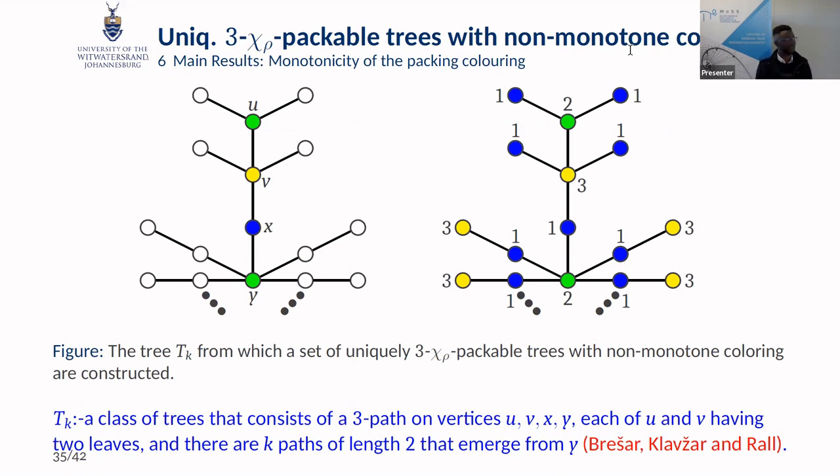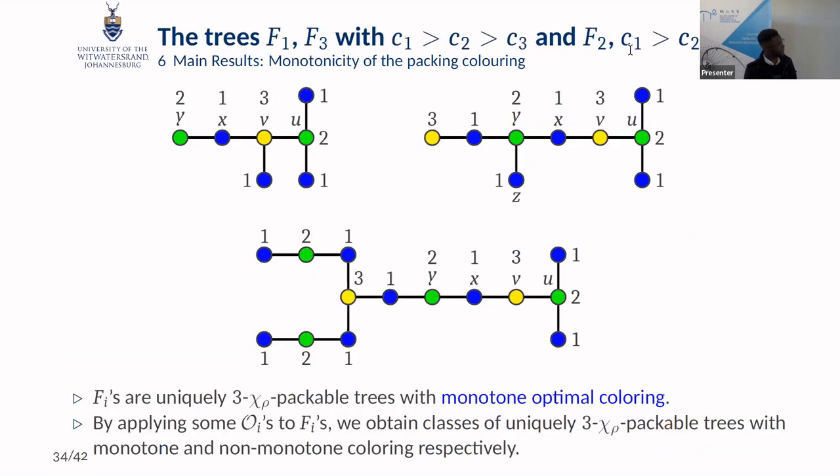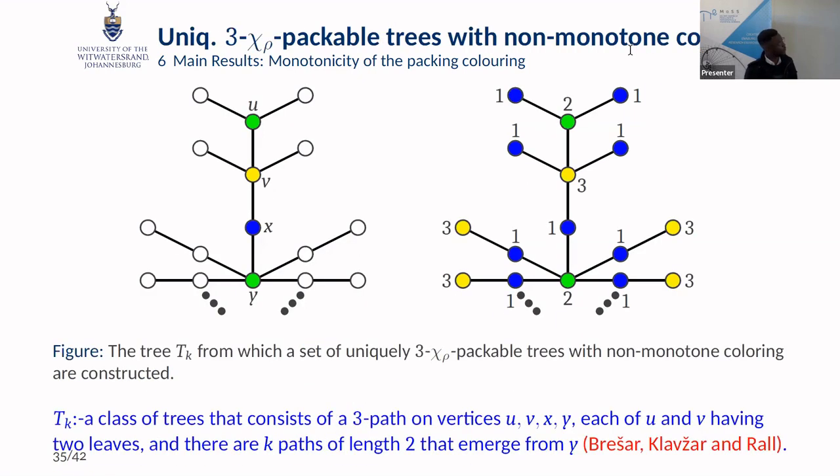And then there are k paths of length two that emerge from what? From one. So you can see this is a path of length two, this is a path of length two. If you look at this, what we try to do is to say, okay, can we assign colors to this? In fact, you can easily see that this is obtained from our F1. If we look at our F1, it looks as if we can do some operations that we have described on F1 to get this tree that Bresser illustrated. So by doing those operations, we get this tree and we do our coloring.